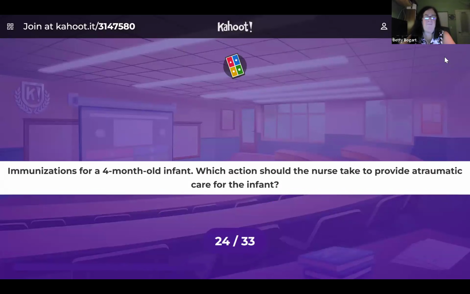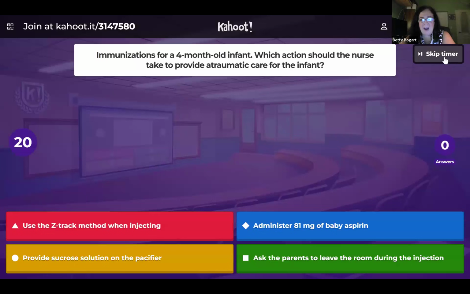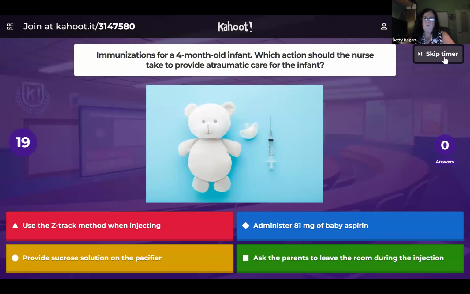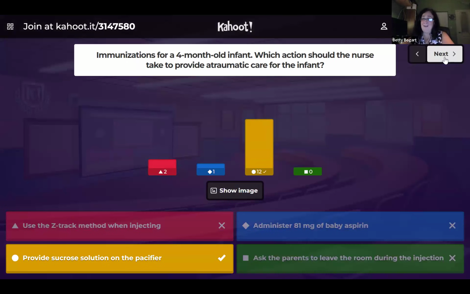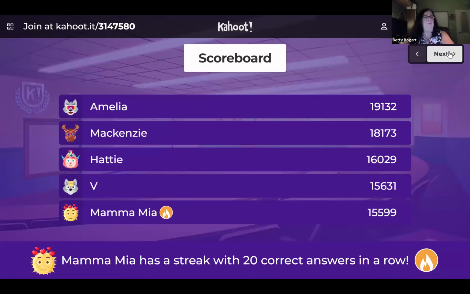Immunizations for a 4-month-old infant. What action should the nurse take to provide atraumatic care for this infant? At 4 months, they get, at 2, 4, and 6 months, like 4 different immunizations. It's a lot. And I'm sorry, immunizations hurt. So how are you going to stop that hurt? Give them a pacifier. As simple as that. Don't overthink it. Don't go too hard. It's just a pacifier. That's what really does help them.